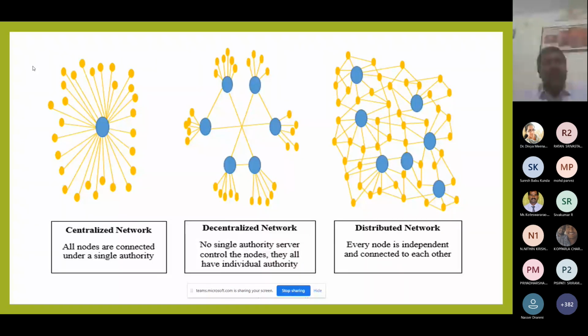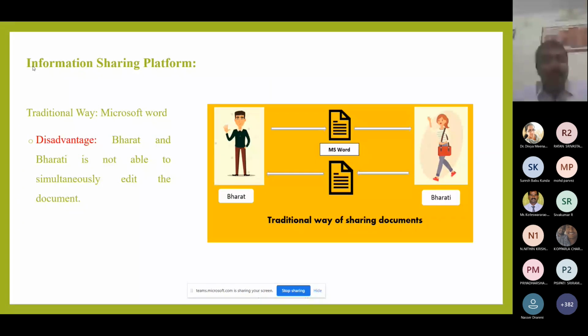So initially we had Microsoft Word. Suppose two persons, Bharat and Bharti, are working on a common project. How will they share information? Initially we had this MS Word. Bharat will write some document and send it to Bharti, and Bharti will edit that particular document, send it back to Bharat, and so on and so forth. So this will continue and the project will be complete.